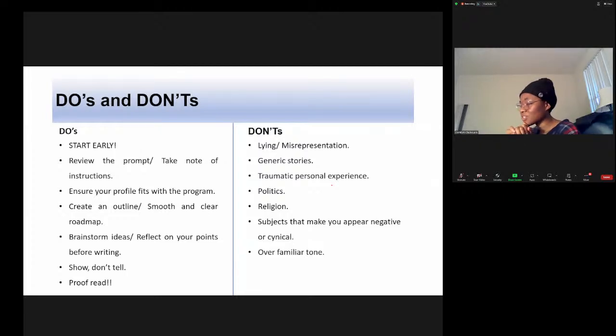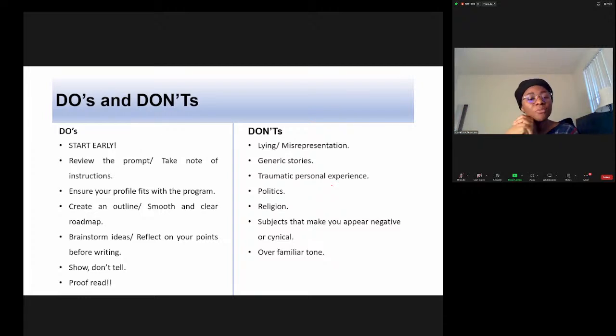Traumatic personal experience. You go and write a story that even the admission committee will start crying. I'm not saying it's bad to use that, but let that not be the focus. At the end of the day, when they finish crying, they'll ask, but what exactly did this student say? You just start writing a lot of personal, traumatic things that at the end of the day, you've not even made a point, right?